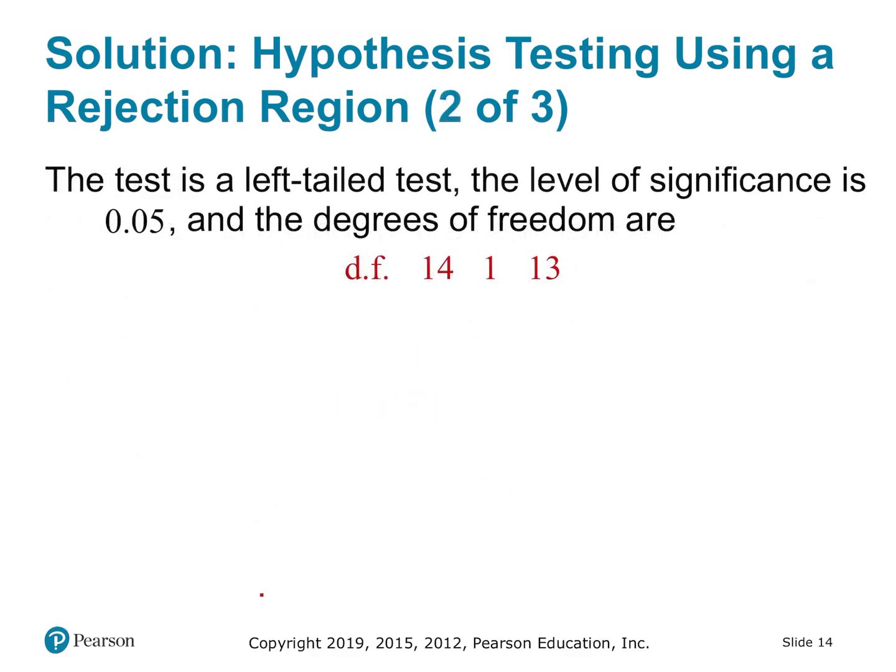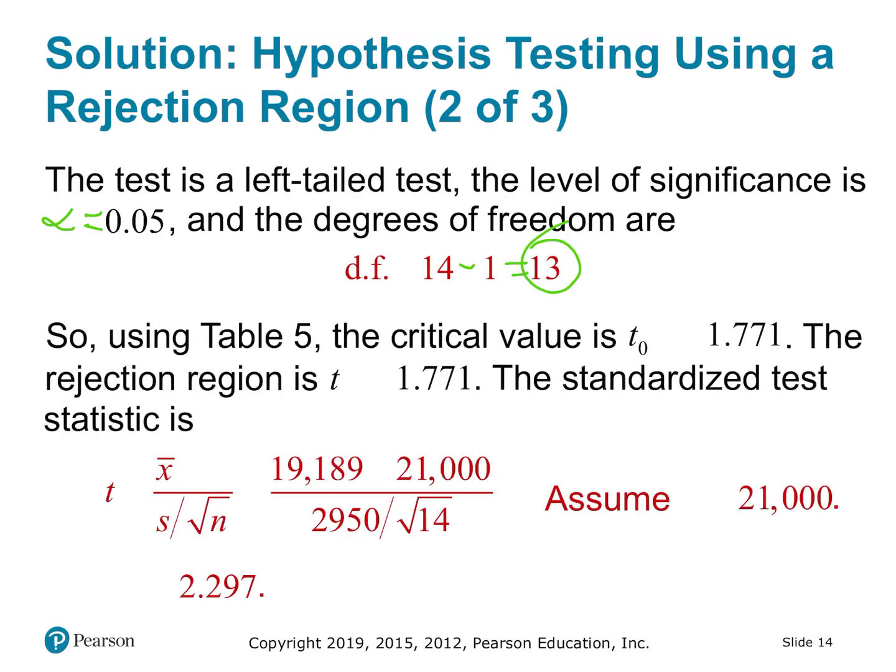Okay, the test is a left tail test. The level of significance is the standard 0.05. DF, of course, is 13. Using a table, the critical value for a left tail test happens to be negative 1.771. They assume that you can look that up or find it on your calculator. And the rejection region will be those values less than that number.